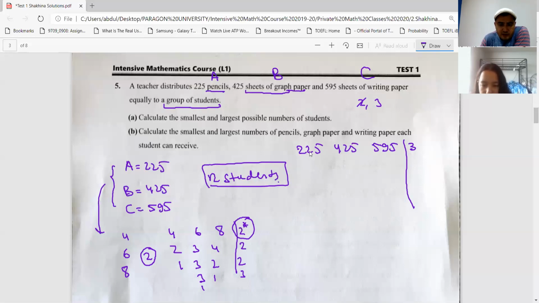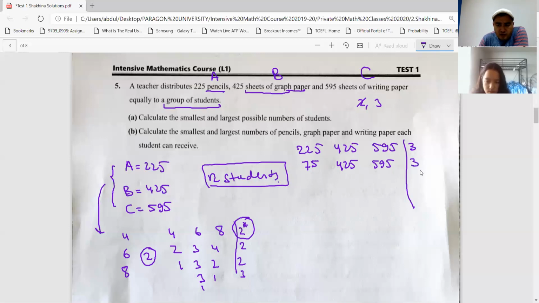If any of them is divisible by 3, we should divide it. 225 divided by 3 is 75. Here we have 15; 15 divided by 3 is 5. 75 divided by 3 is 25. 12 divided by 3 is 4, right? And 425 is not divisible by 3, so we just write it itself. How about this one, 595? It's also not divisible by 3, so just write it itself.